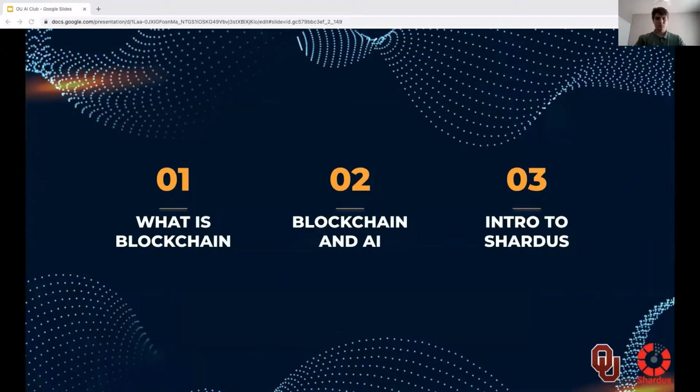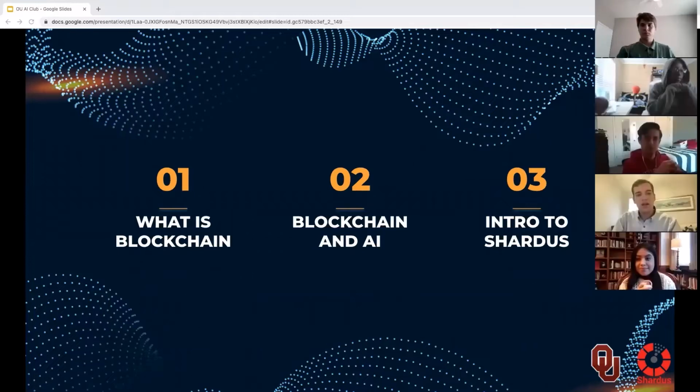So today we're going to give a brief intro into blockchain. I believe there are some computer science majors in here and some MIS majors as well, maybe an econ major or two. So I just want to give a high-level overview of blockchain for the people who may not be as technologically adept as others. We'll apply how blockchain and AI can work together and interoperate. I think Omar, with you guys being titled the Blockchain AI Club, really wanted to make sure he can incorporate AI, and then we'll also introduce you to Shardus and what we're building as well.